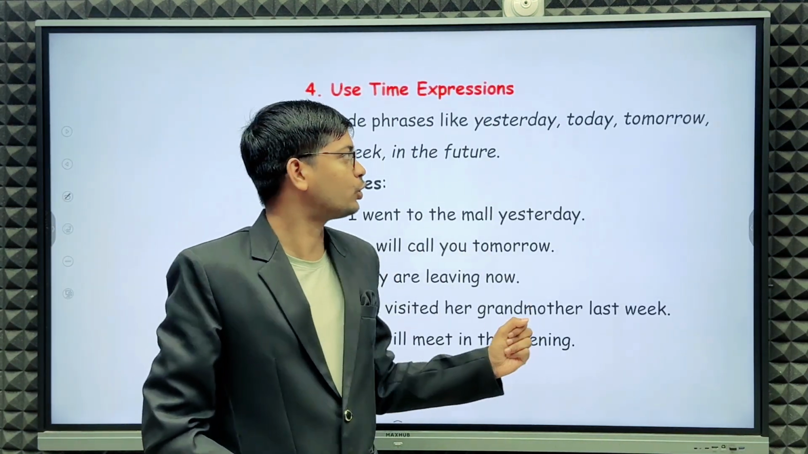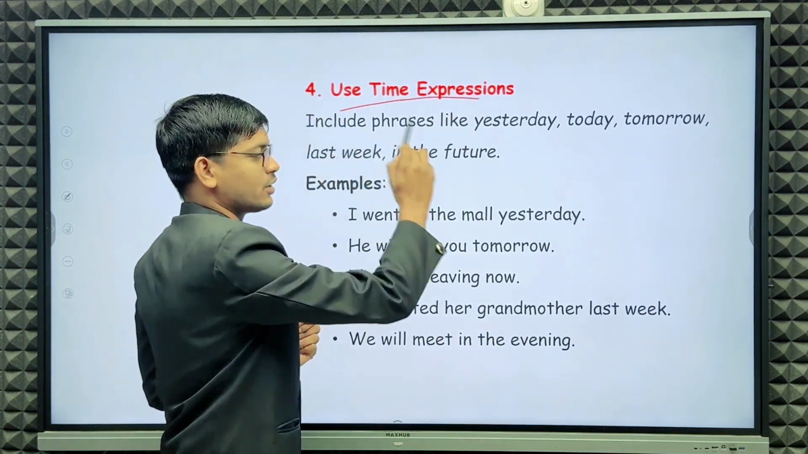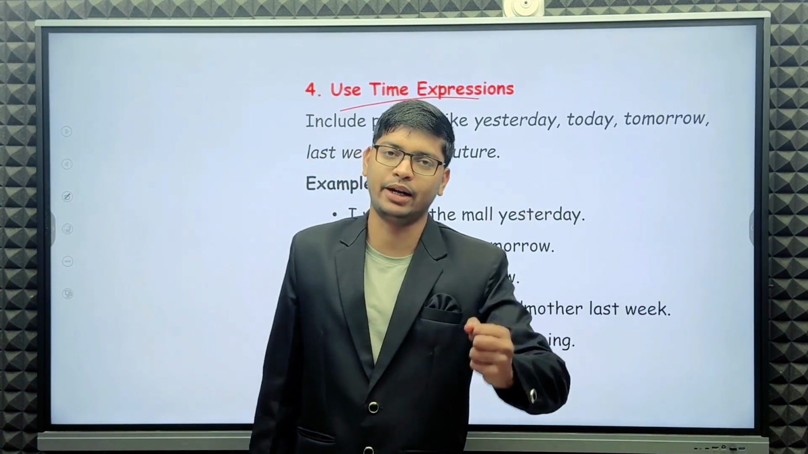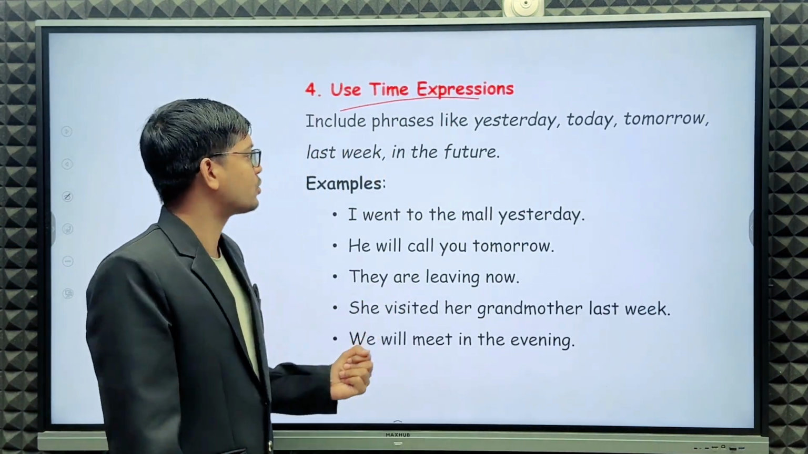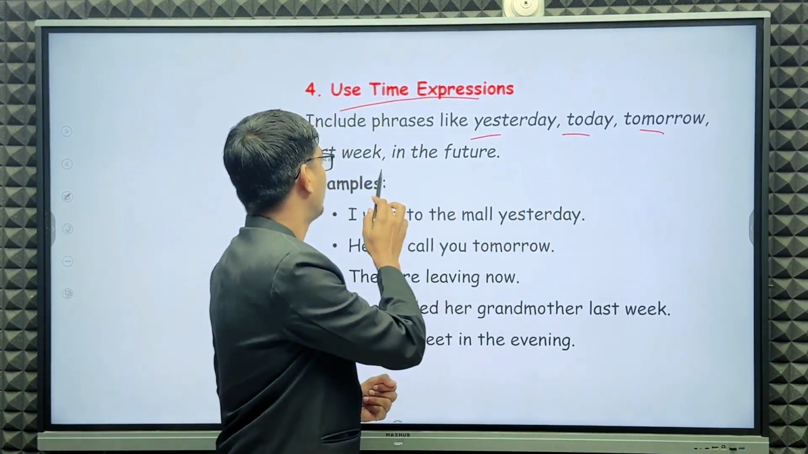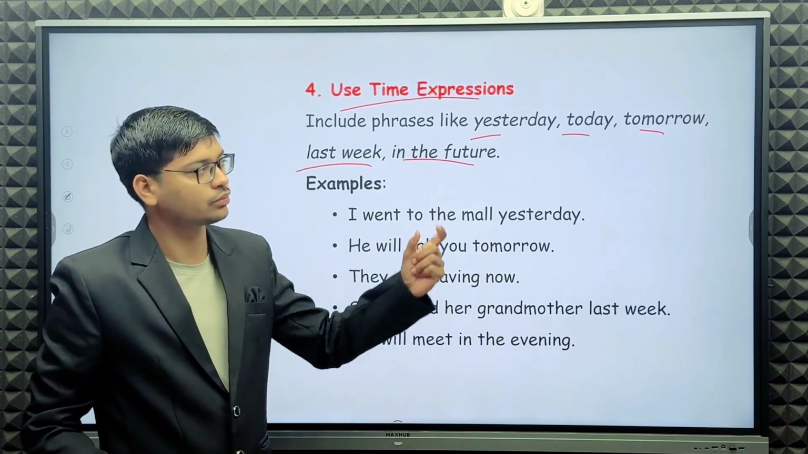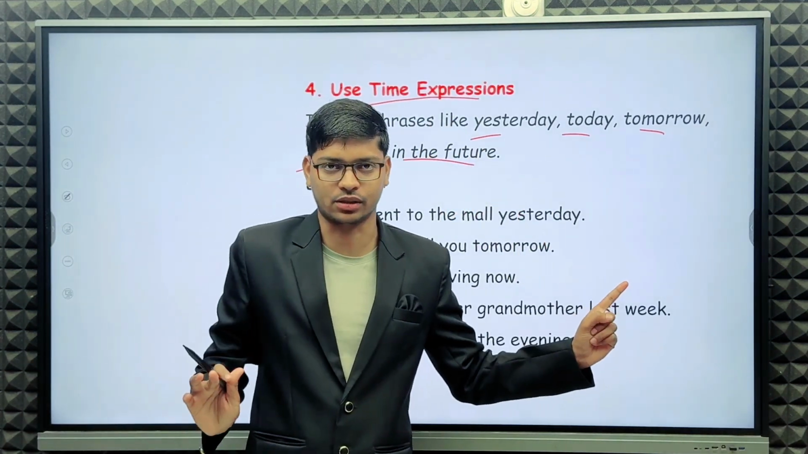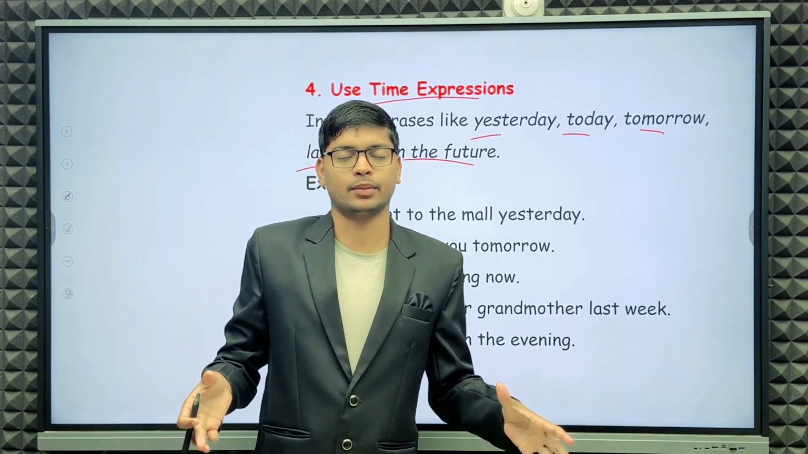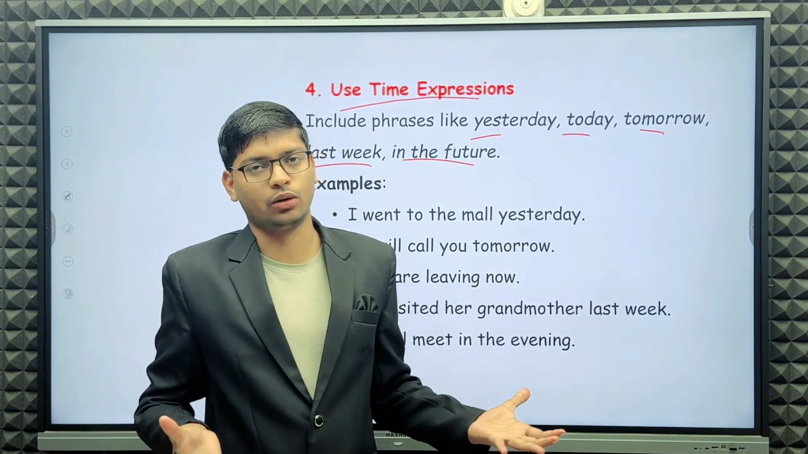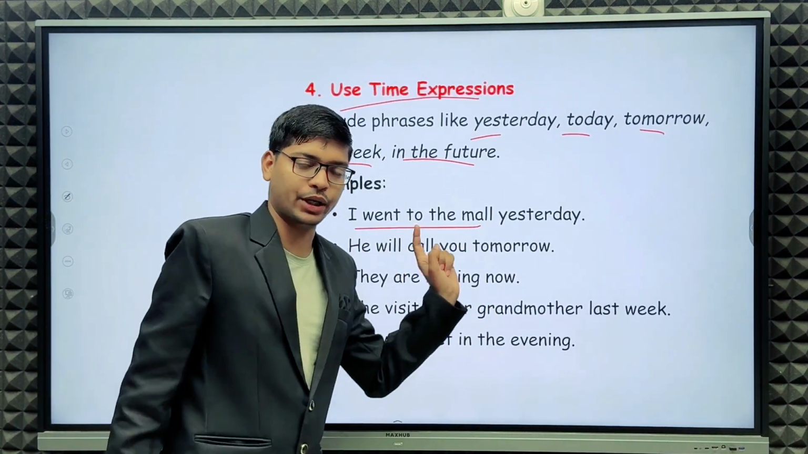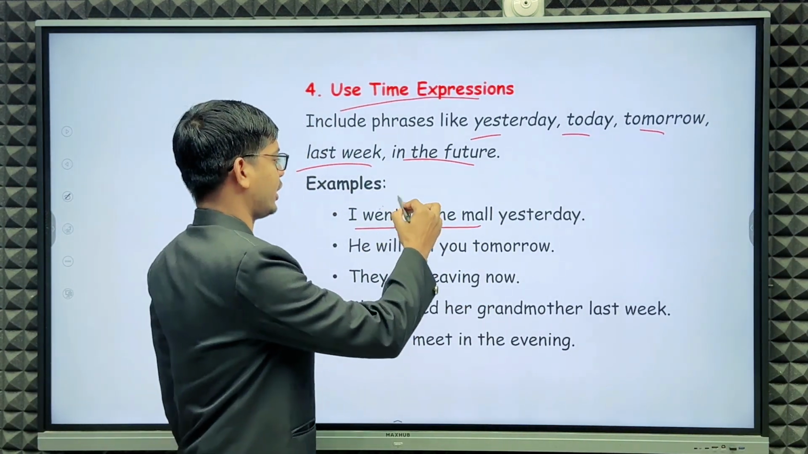Our next, fourth method is here, use time expressions. Using time expressions, you also create new sentences in your mind while speaking English. Okay, so here include phrases like yesterday, today, tomorrow, last week, in the future. These are all time expressions. You know, all time expressions take a tense format. Okay, tense format. For example, I went to the mall. You know, went is a second form.